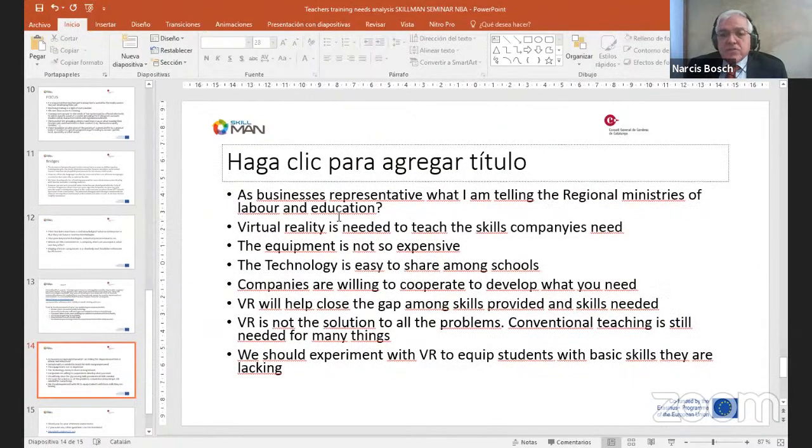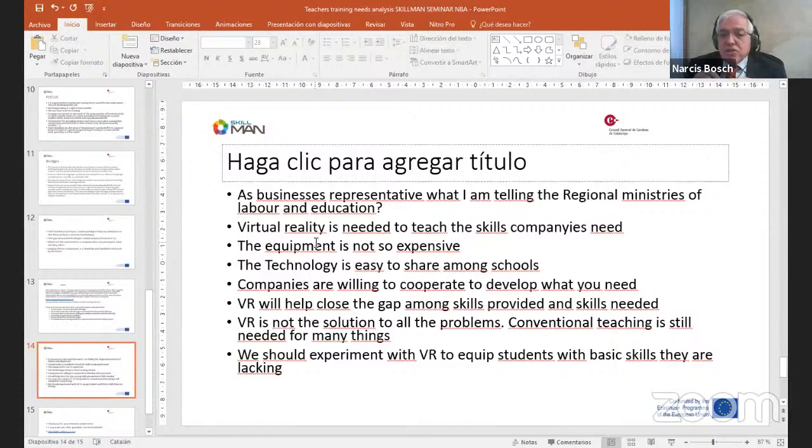And to regional ministries of labor and education, I recommended virtual reality is needed to teach the skills companies need. The equipment is not so expensive. Technology is easy to share among schools. Companies are willing to cooperate to develop what you need. Virtual reality will help close the gap among skills provided and skills needed.